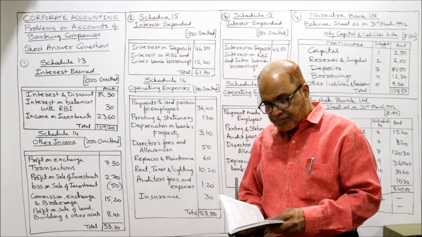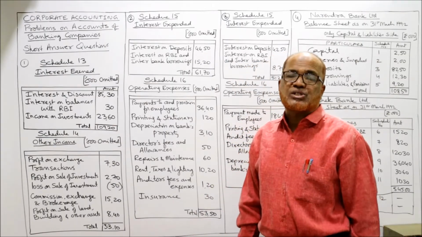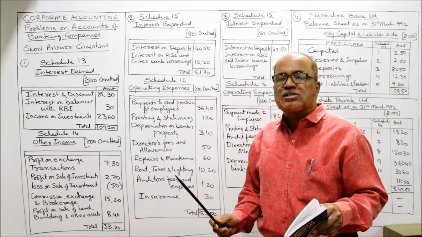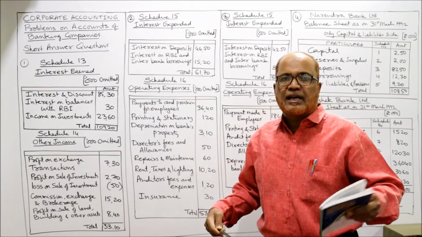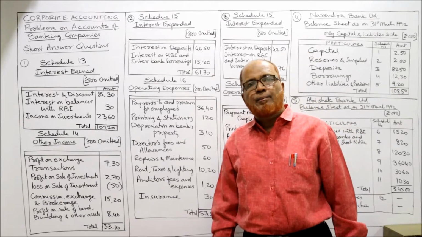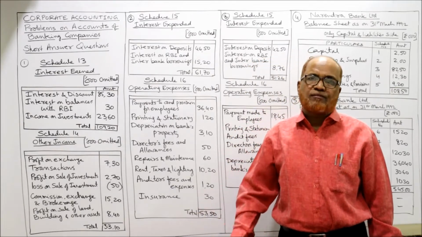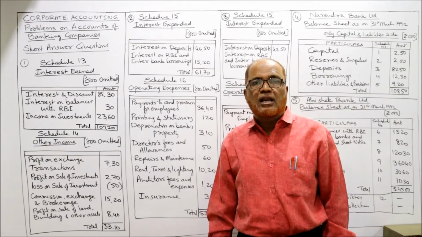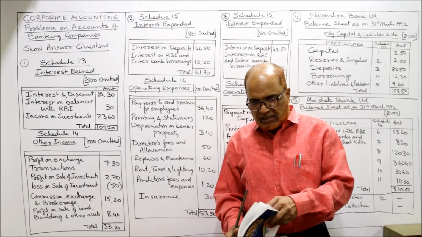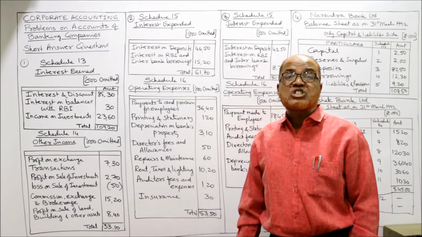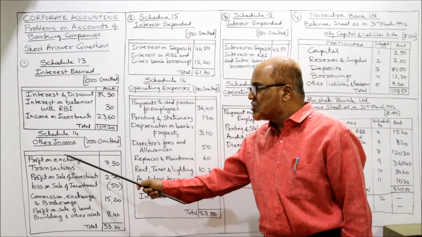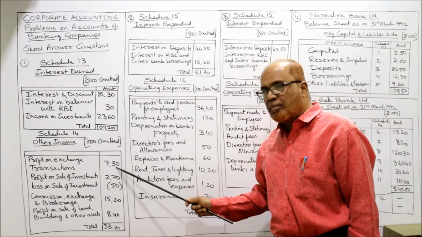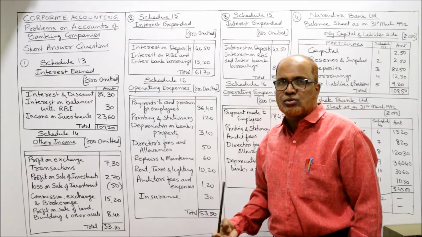Next item is given, profit on exchange transactions. Banker's activity is not only just taking the deposit and lending the loan. Apart from that, a banker will perform a number of other functions. By performing those functions, the banker will earn other income. The first other income is profit on exchange transactions. This will be taken in schedule number 14. Profit on exchange transactions 7,30 means 7,30,000.